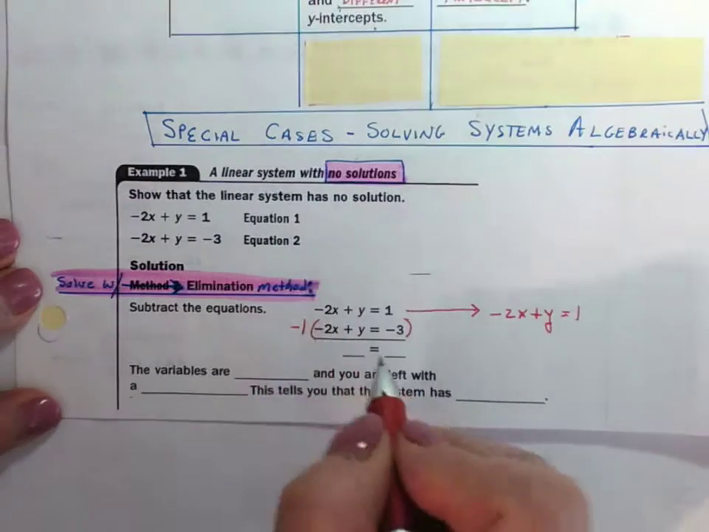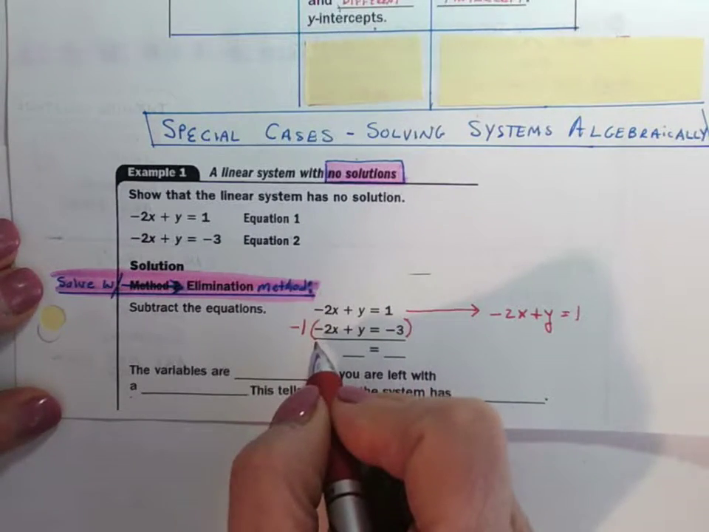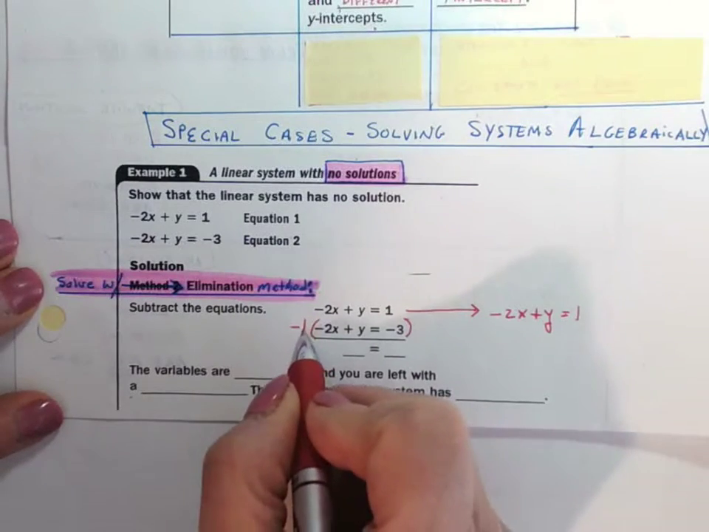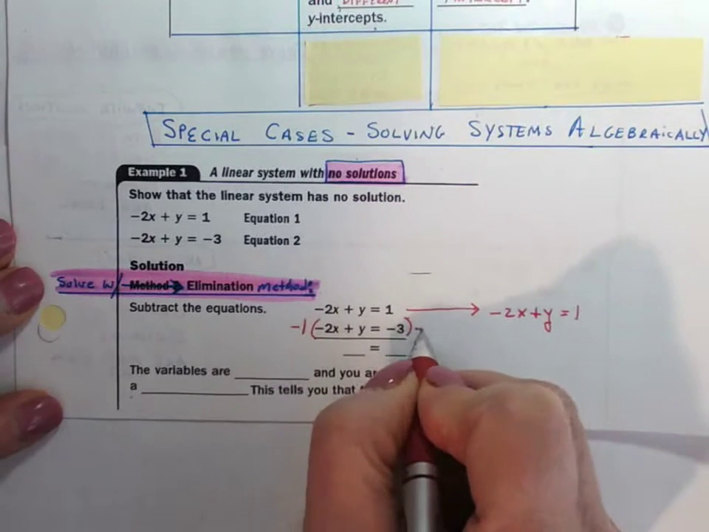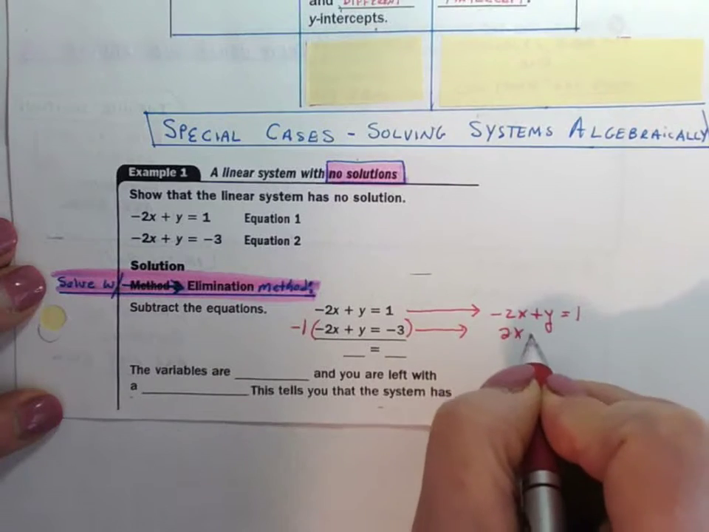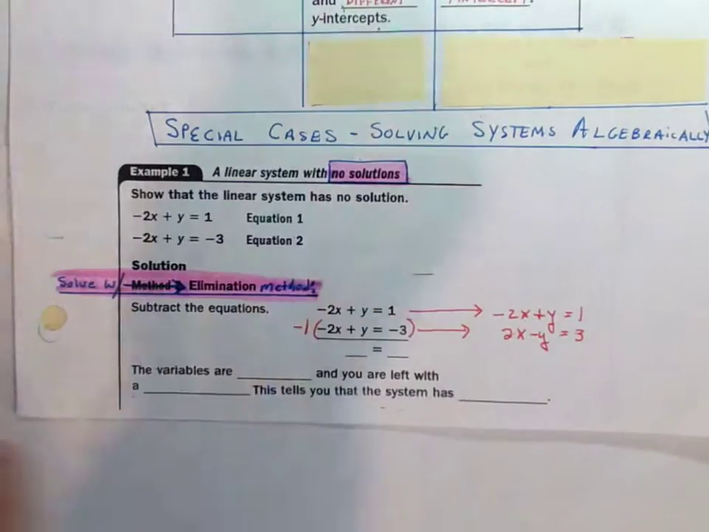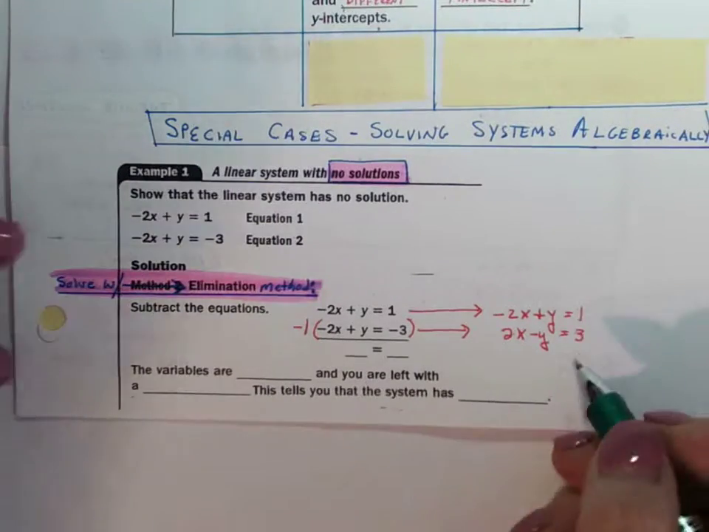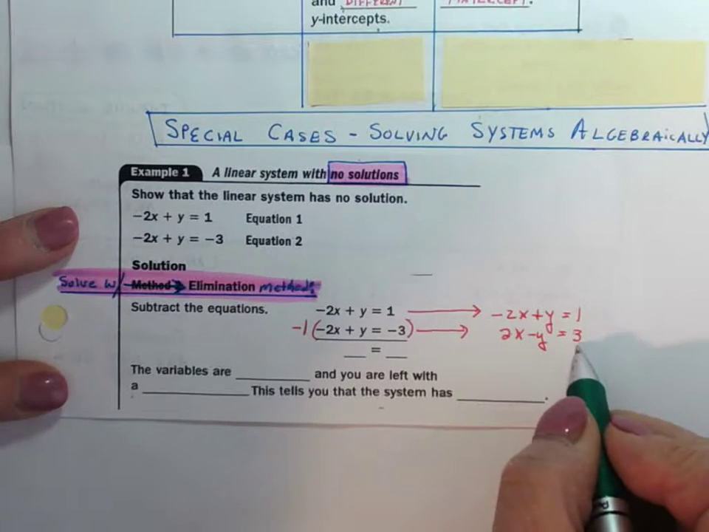and I have my visitor Ozzy here with me, so he's enjoying a bone while I'm teaching. Multiply this by -1. See if you get the same answer as I do. So you should have gotten 2x minus y equals 3.